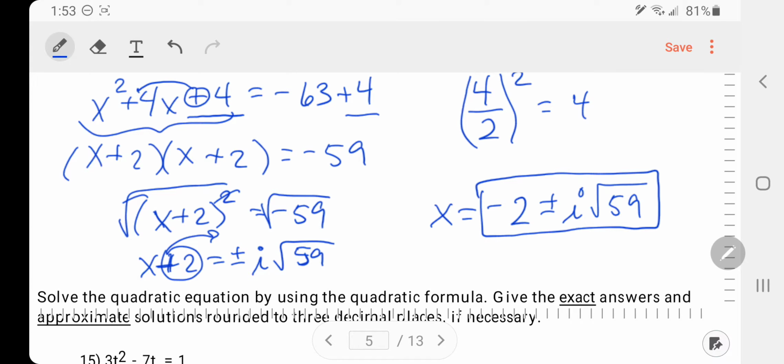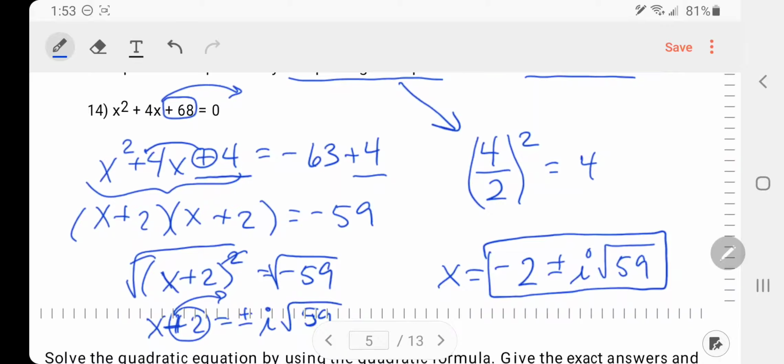And if it's okay with everybody, I'm going to take my handy-dandy Casio FX 115 ES Plus, and I'm going to use the quadratic solver to see if I got that right. 1, 4, and 68. Uh-oh, says the answers are negative 2 plus 8i and negative 2 minus 8i. So what did I do? What mistake did I make? Do y'all see it?